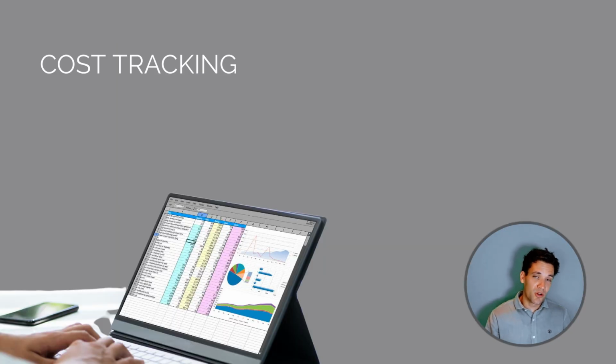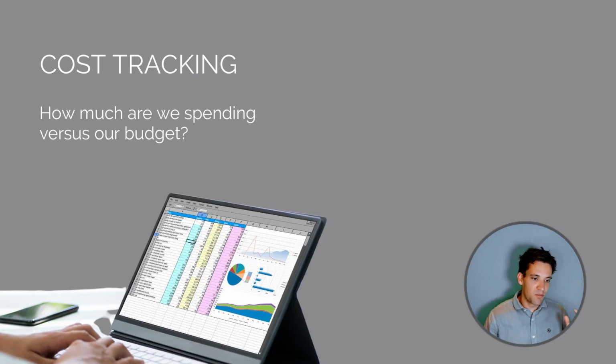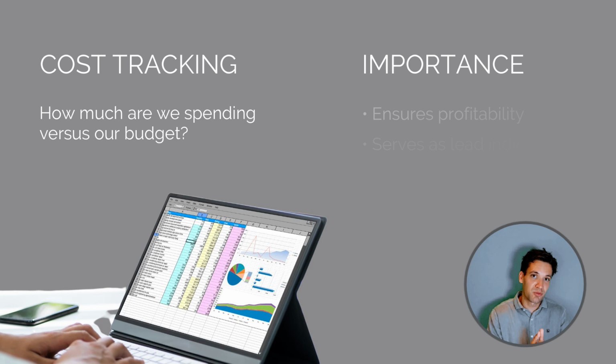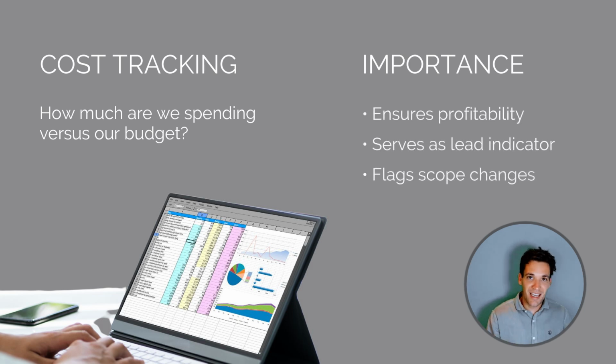Cost tracking is where we monitor how much we're spending versus our budget. The fundamental of cost control is ensuring that we're always doing the work for less than we planned, and we're ensuring profitability of the project. Again, this provides a lead indicator, so it helps us flag any variances early on when we can still do something about it. And it also helps to flag scope changes. For example, if an item of work is going significantly over budget, we can do a deep dive to work out exactly why that is. We might find a good reason, where we're doing something we weren't originally contracted to do.